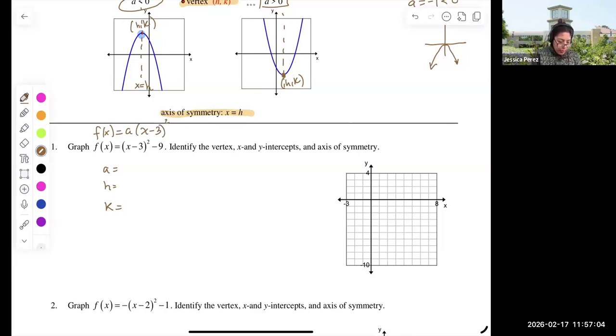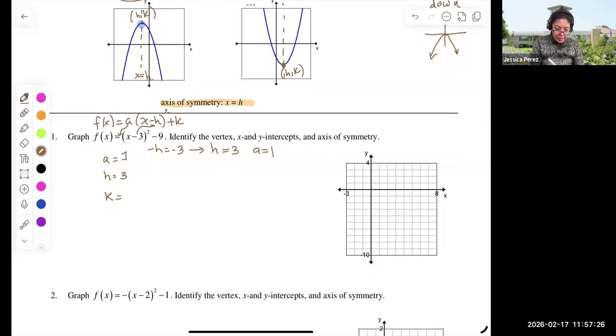If we rewrite it in order, minus h plus k, we can identify that negative h is equal to negative 3. That means that h is 3. It's actually a positive 3. A, the leading coefficient, is 1. We don't see 1. So if you don't see it right in front of it, that means that a is 1. That means that a is greater than 0, therefore it will open up. H is positive 3, and k, well, k is equal to negative 9. K is equal to negative 9.